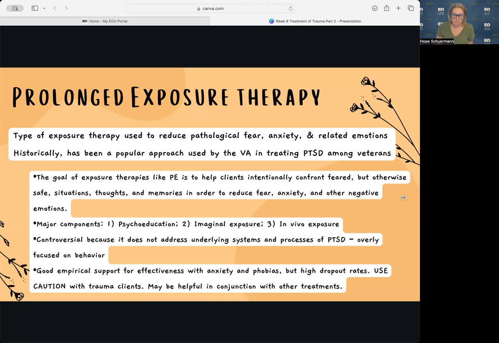So, I don't want to completely dismiss this treatment because it has proved to be effective in the long term. However, it does not address a lot of the underlying issues with PTSD. It's just focused on behavior. And so you could be missing some things, and you could also be re-traumatizing your client. So be careful with this. If you choose to use it or look into it, make sure you do a good bit of training before you do that, and make sure that your client is appropriate for it.